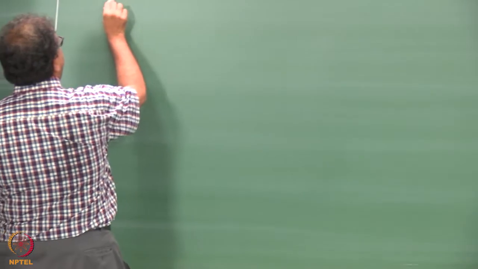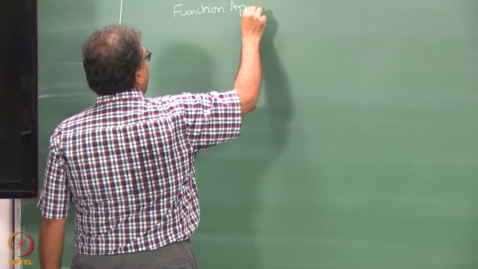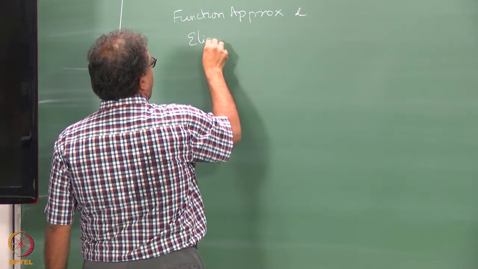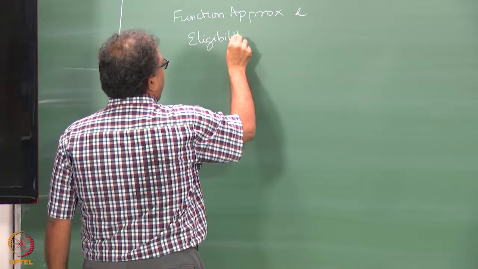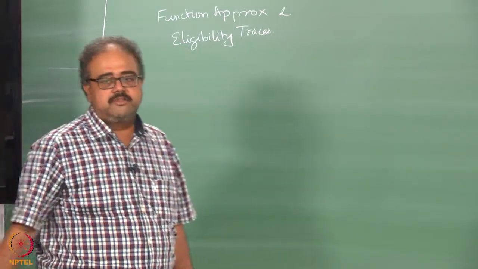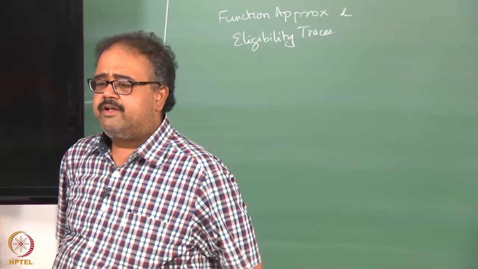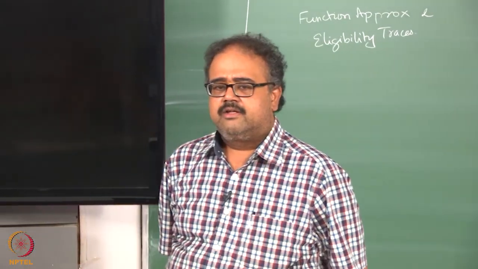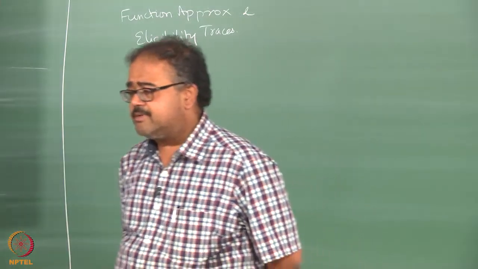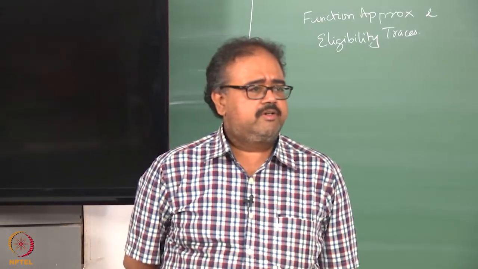So we have to look at function approximation and eligibility traces. What do you think would be different when you do function approximation? Remember, all of you remember eligibility traces. So what did we do in eligibility traces? Let us not worry about the forward view because we are only interested in the backward view here.